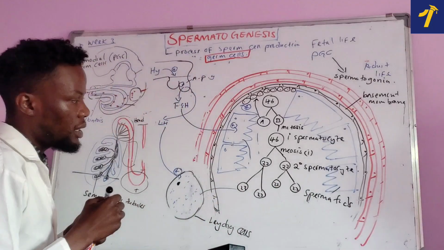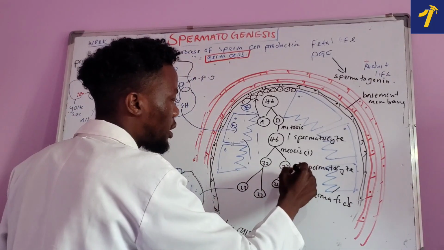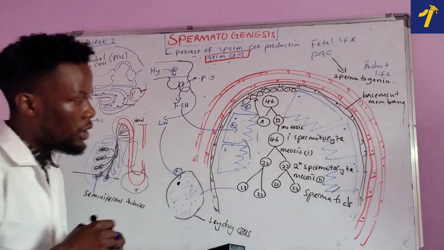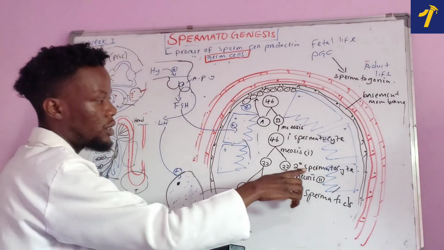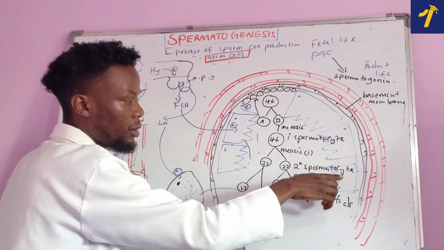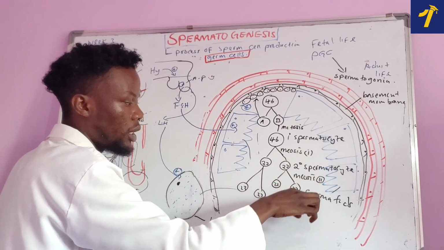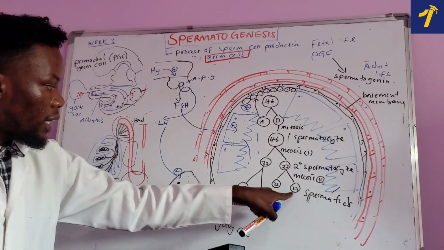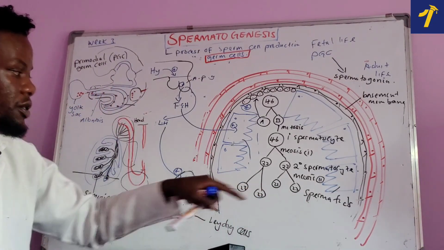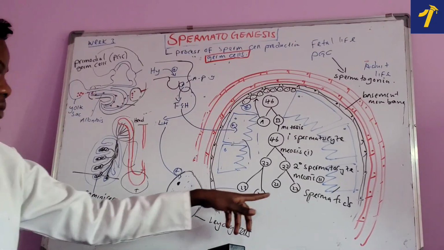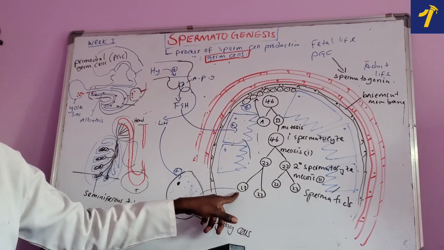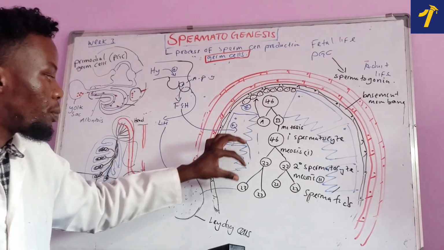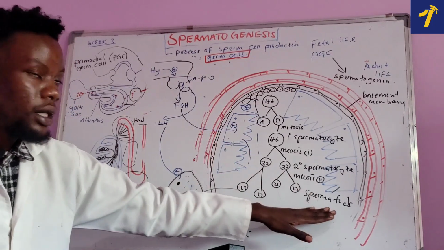Spermatids, this one is in meiosis 2. We need to understand again that the secondary spermatocytes are going to divide by meiosis 2 into spermatids. These spermatids are going to have about 23 chromosomes. How many spermatids are going to be produced? We're going to have about 4 spermatids. So one primary spermatocyte is going to produce about 4 spermatids.